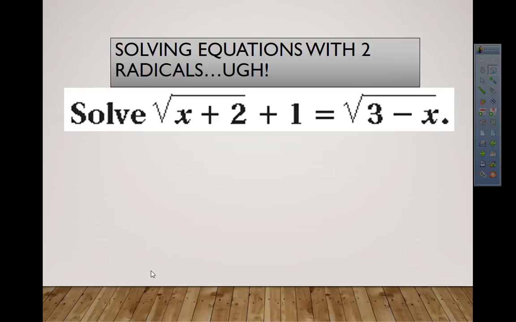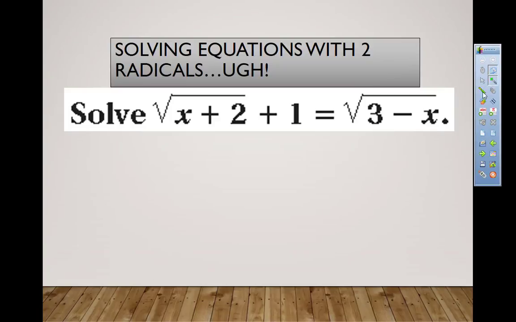So these can be kind of annoying, and they can even take up a half page of paper sometimes. So you just need to be patient and work it through till the end. And then finally, you have to remember to check your solutions. It may turn out that none of them work. In that case, you have no solution. Well, so let's get going.